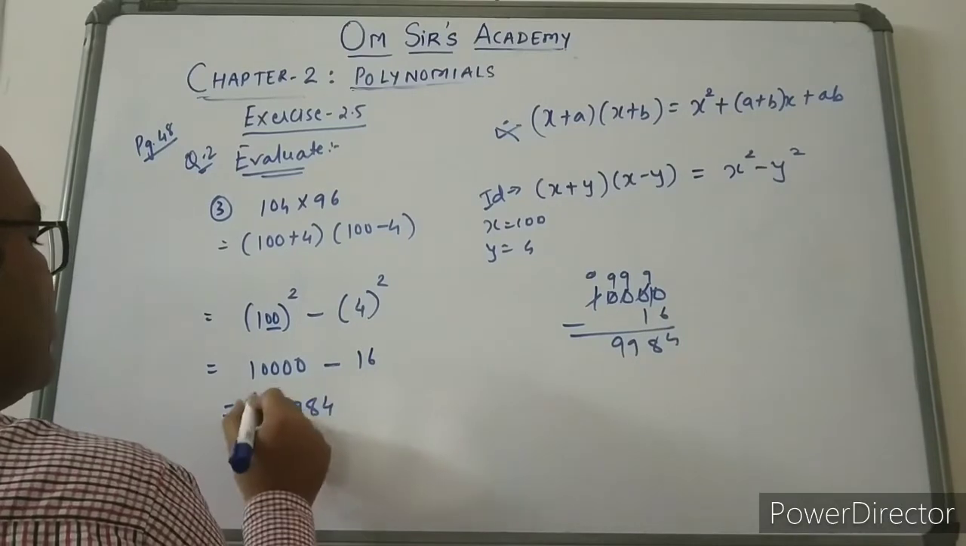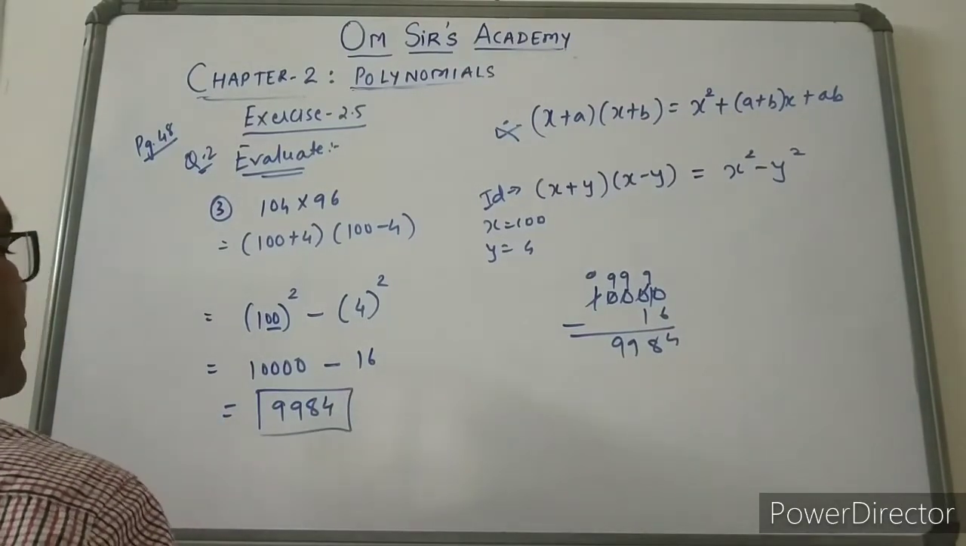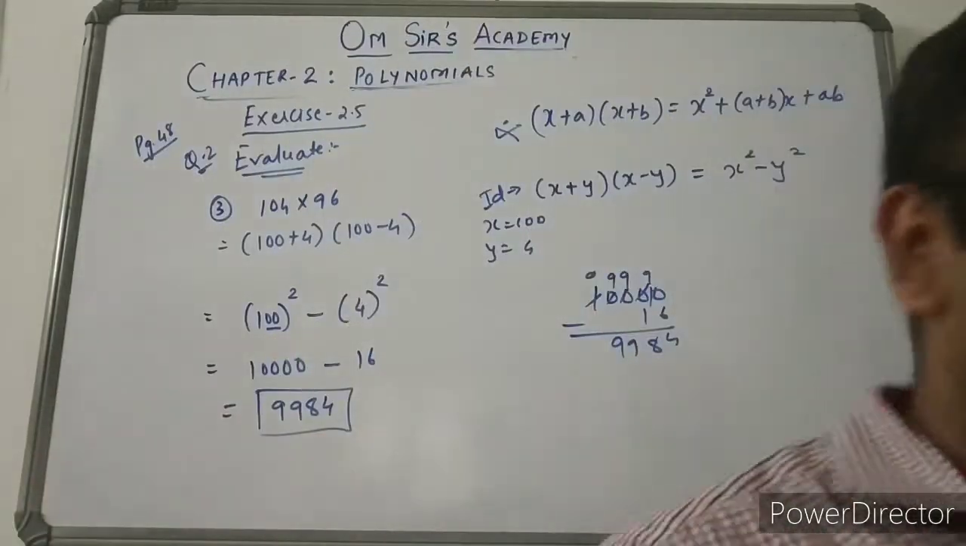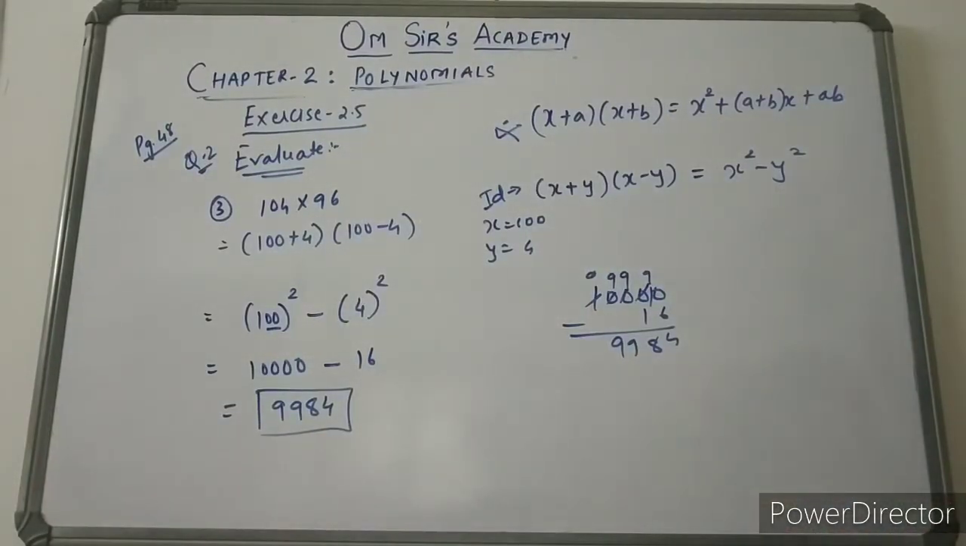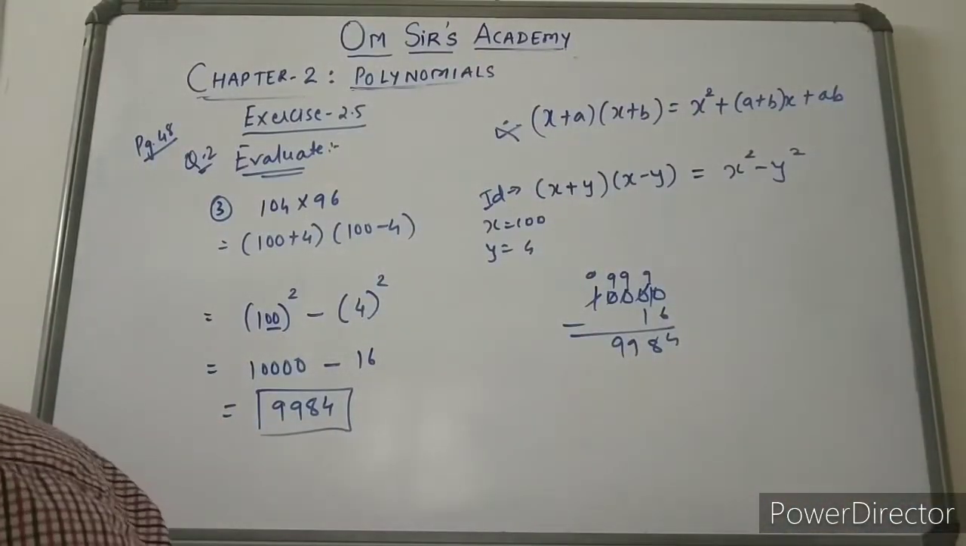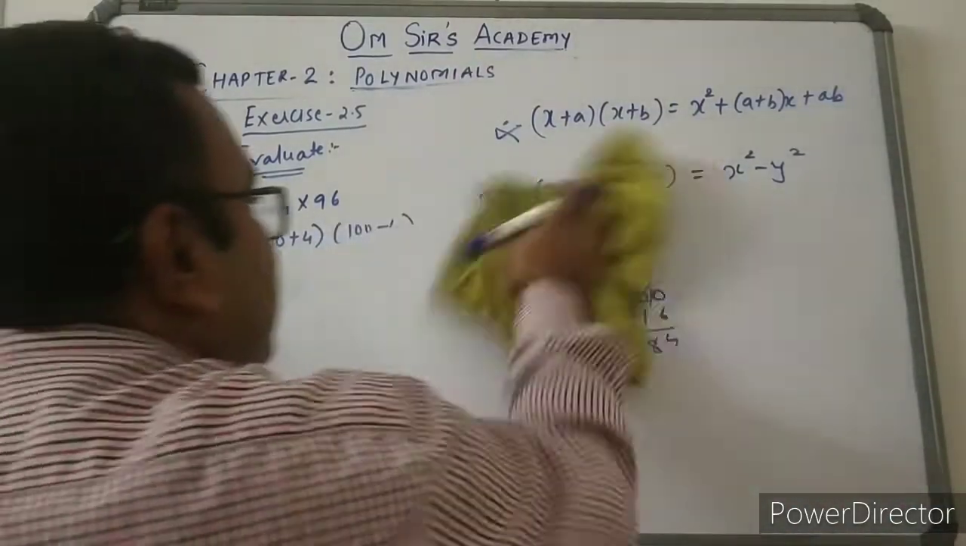So this is your 9,984 is your answer. So hope this is clear, friends. Now we move to the next part, that is question number 3 of the exercise.